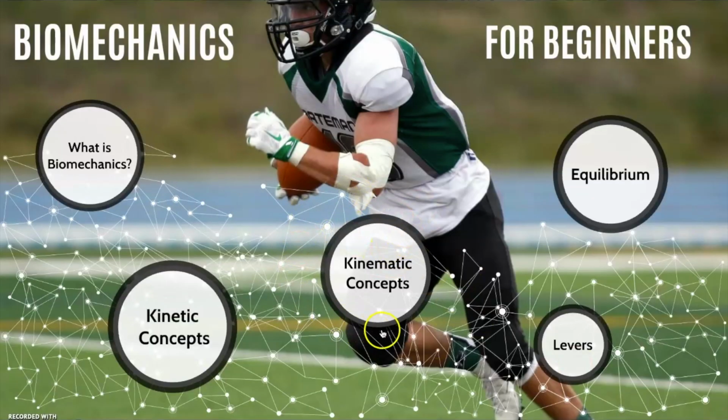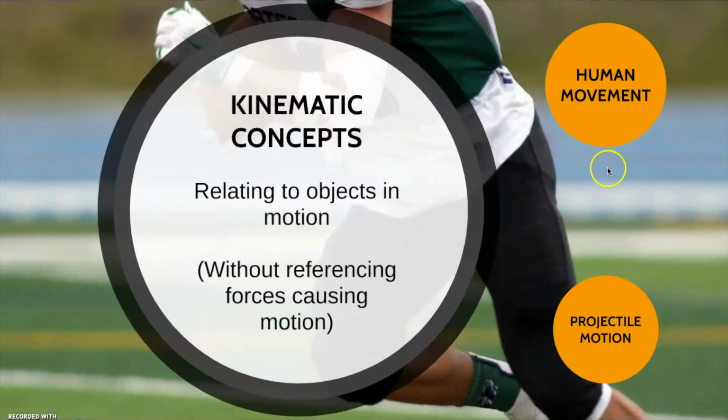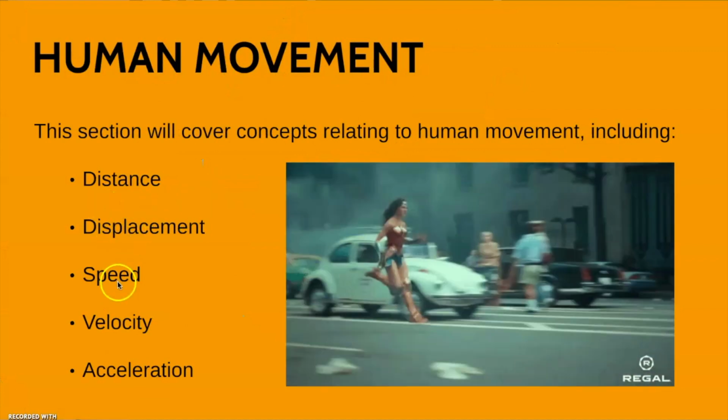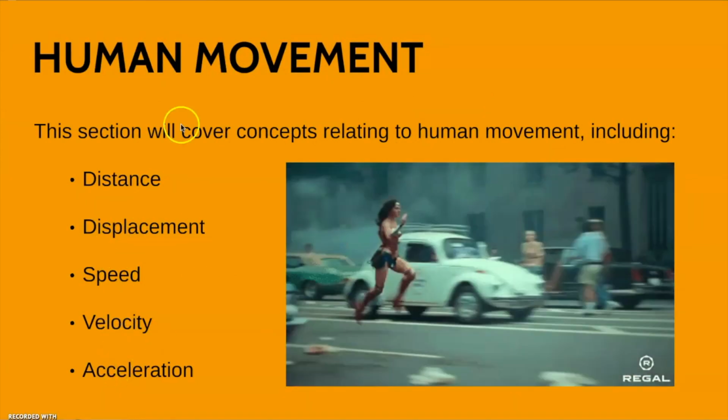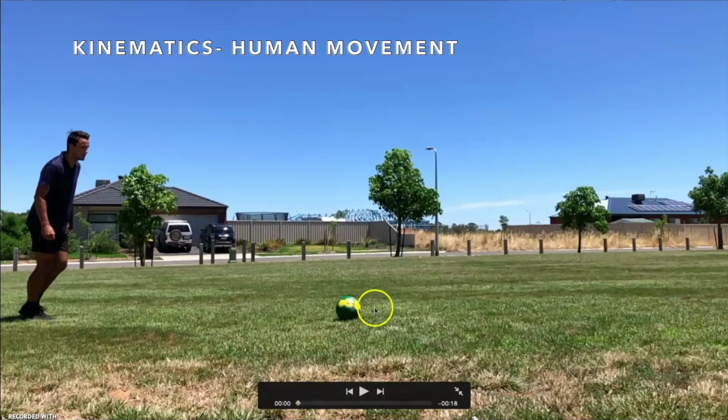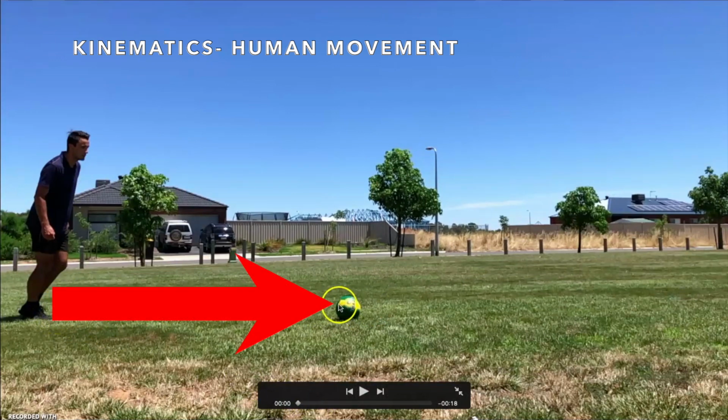Let's move on to kinematic concepts now. So a reminder, these are broken down in human movement and projectile motion. So human movement includes distance, displacement, speed, velocity and acceleration. Key concepts here. Again, these are very applicable to kicking a soccer ball. For example, we can look at the distance of the run-up. This might be about 2 meters.